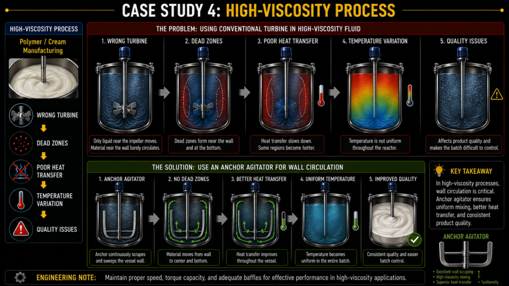Now imagine manufacturing a polymer or pharmaceutical cream. As viscosity increases, a conventional turbine agitator becomes less effective. Only the liquid close to the impeller moves. Material near the reactor wall barely circulates. Heat transfer slows down. Some regions become hotter than others. This can affect product quality and make the batch more difficult to control. Replacing the turbine with an anchor agitator restores wall circulation and improves temperature uniformity.